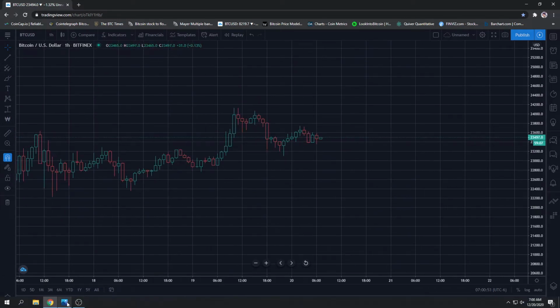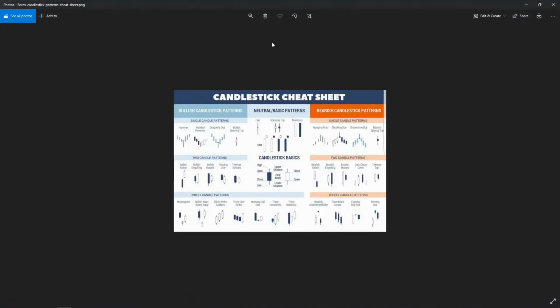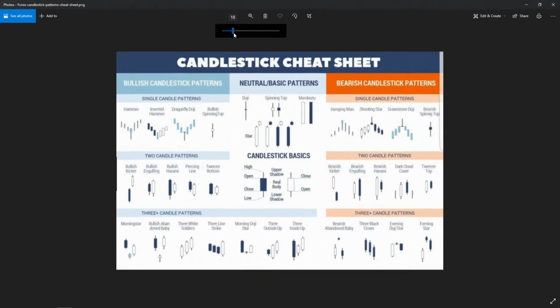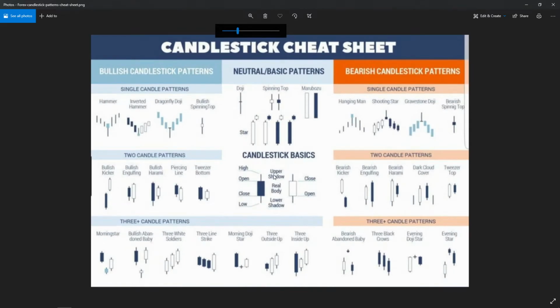I got a screenshot of a candlestick cheat sheet. And this is a good guide to explain what a candle is. Let me zoom in here. The way the candle is, you have the open and the close. For this candle, price opened up here and then it closed down here. So that's why it's blue here. It's going to be red on my other chart. And then this is the high and the low for that candle.